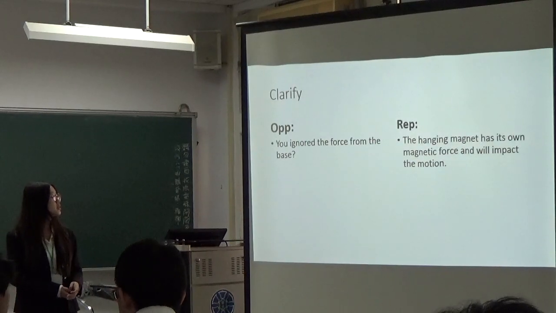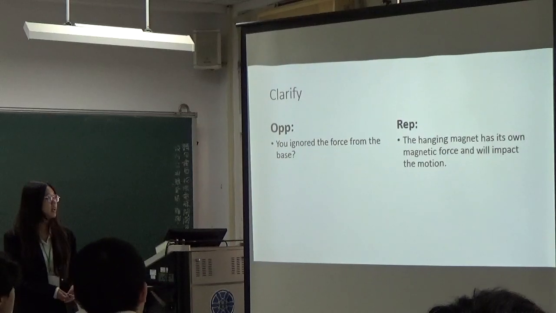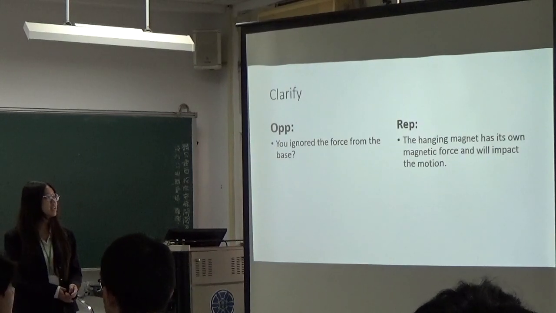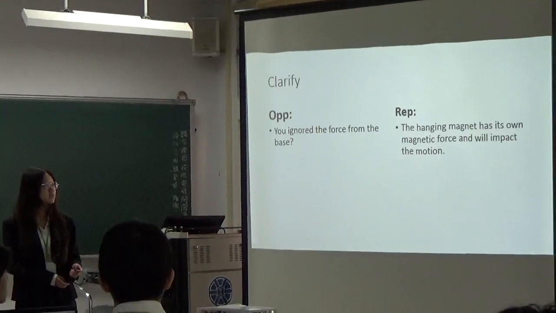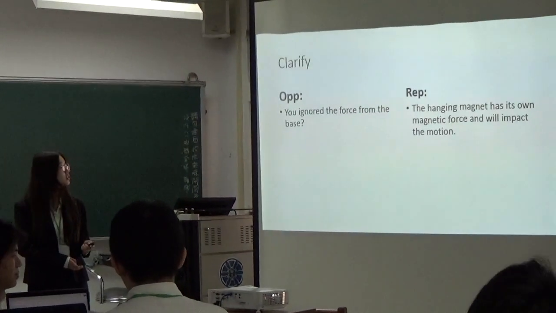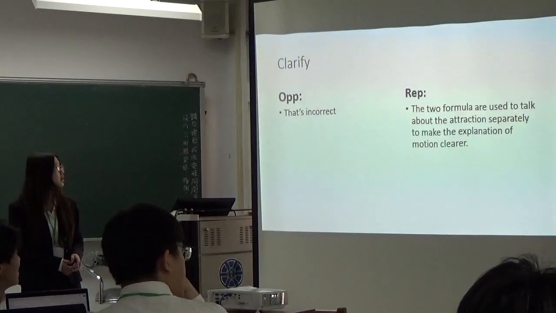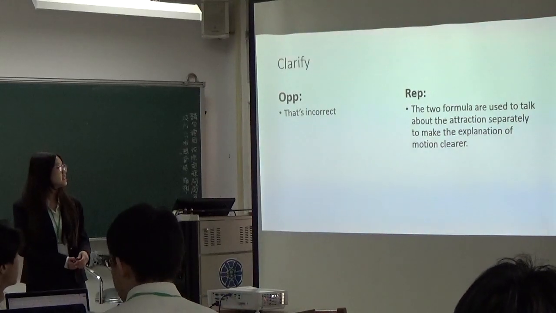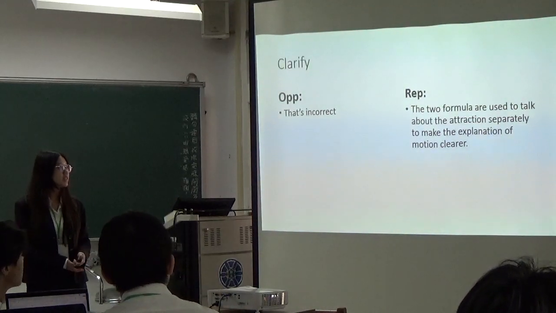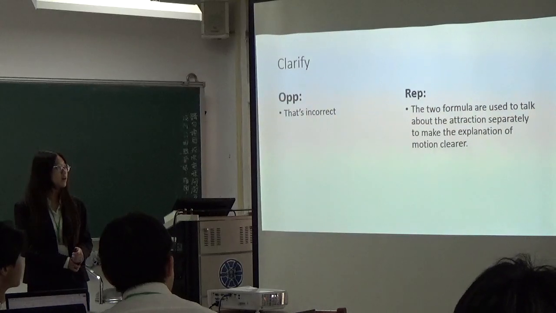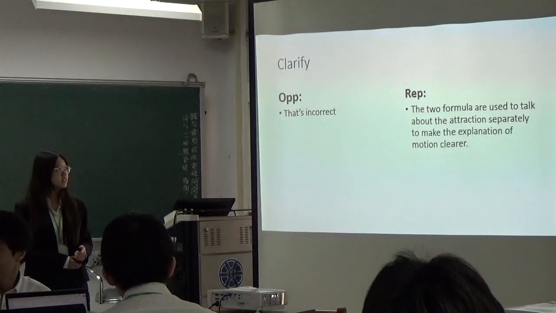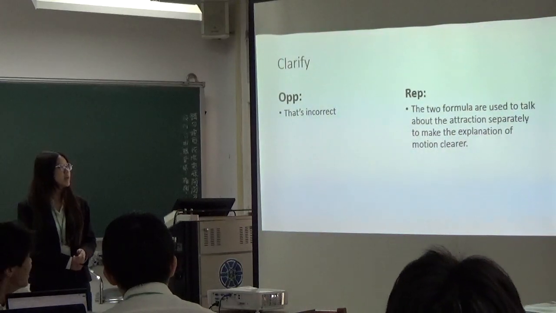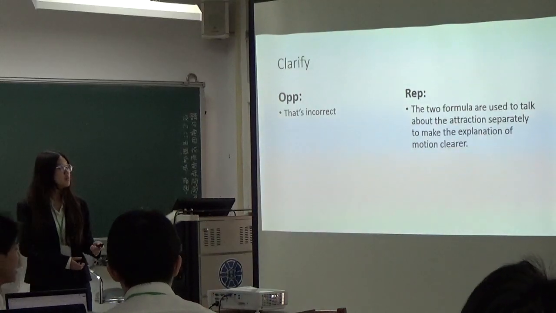Opponent said you ignore the force from the base, and the report said the hanging magnet has its own magnetic force and will impact motion. And opponent says that's incorrect, and reporter said the two formulas I used to talk about the attraction separately to make the explanation of the motion clear.